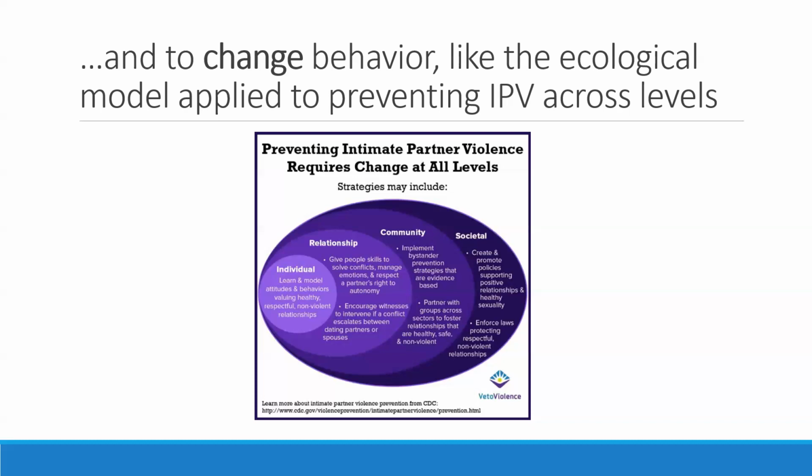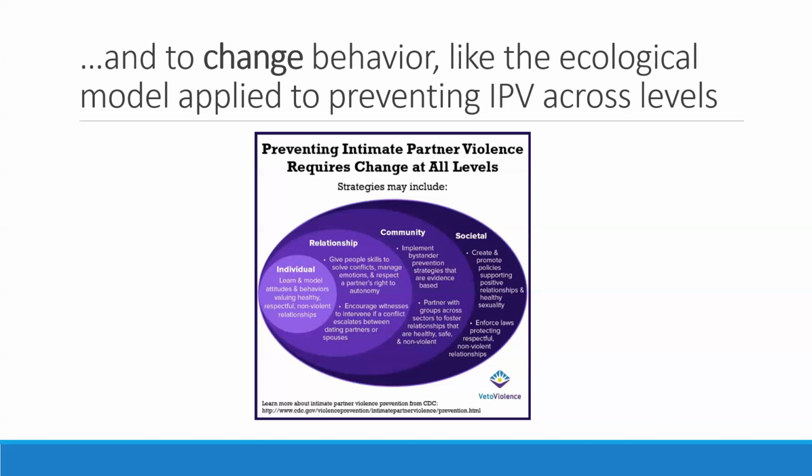At the community level, there are things called bystander prevention strategies, or basically partnering with different groups in different sectors like the police or schools. You can start this work as early as middle school and talk about what is a healthy relationship.